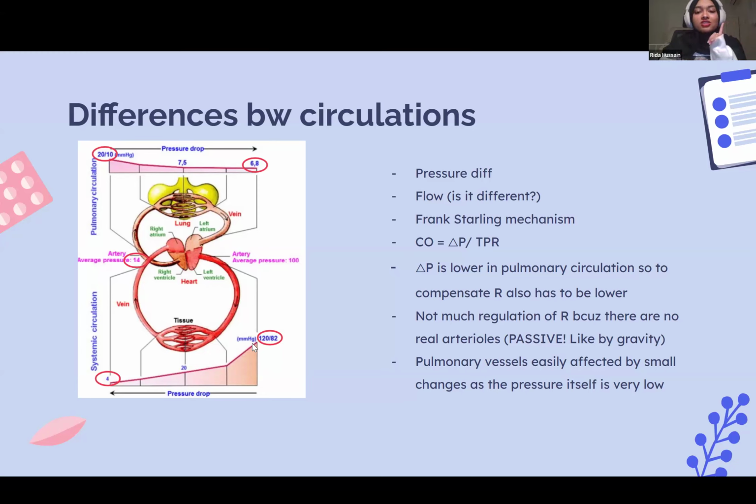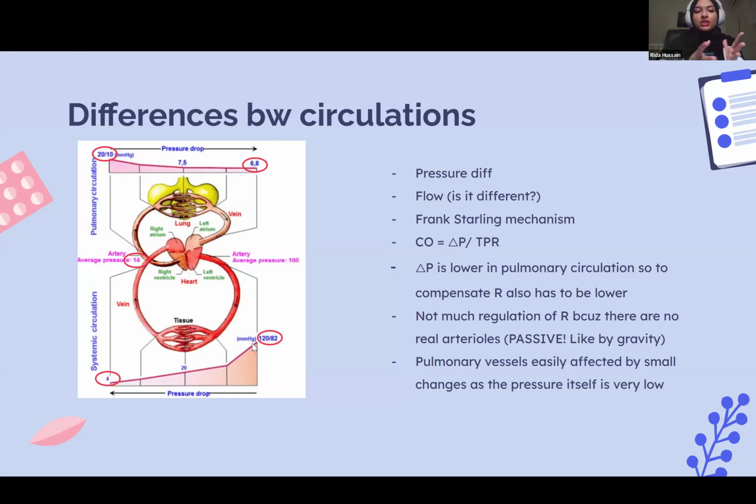But however, is flow different? No, flow is not different. What is flow? Flow is basically cardiac output. Flow cannot be different. Okay. But then what is flow? Flow is basically delta P over total pulmonary resistance, right? In the case of the pulmonary system, right? So delta P over resistance.